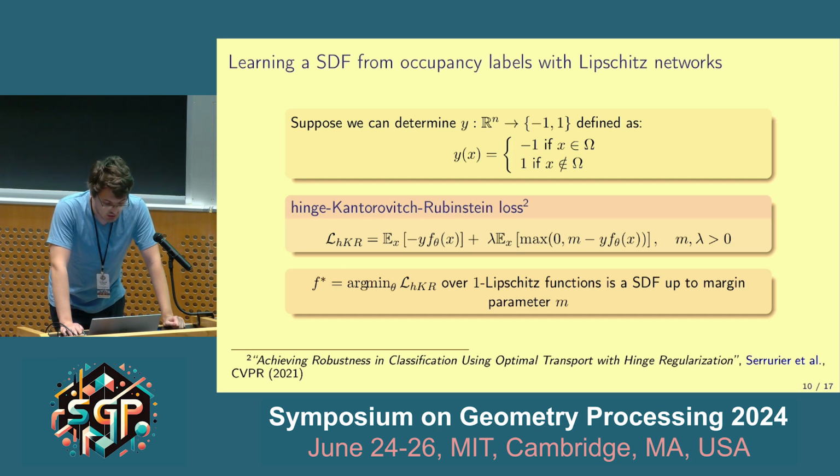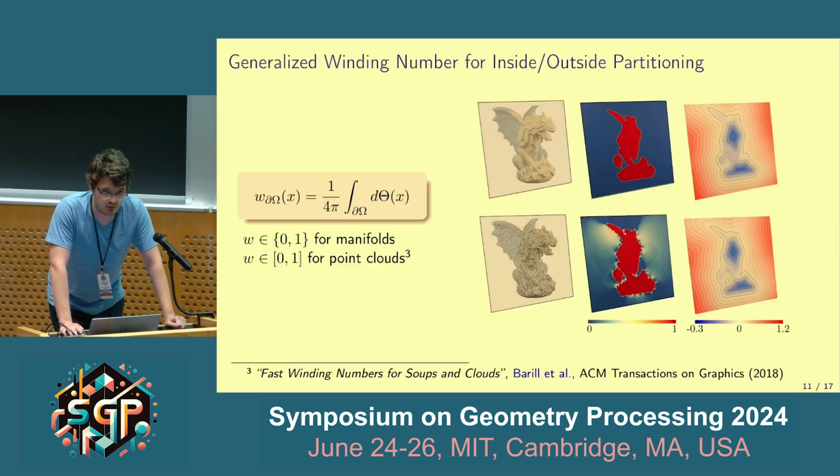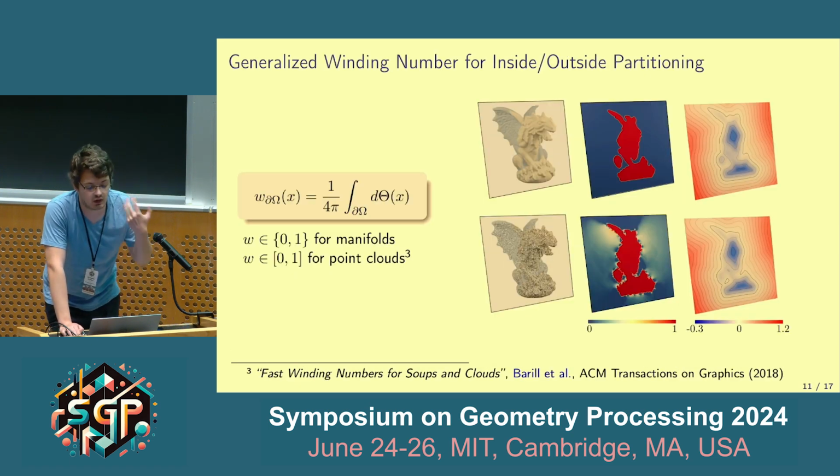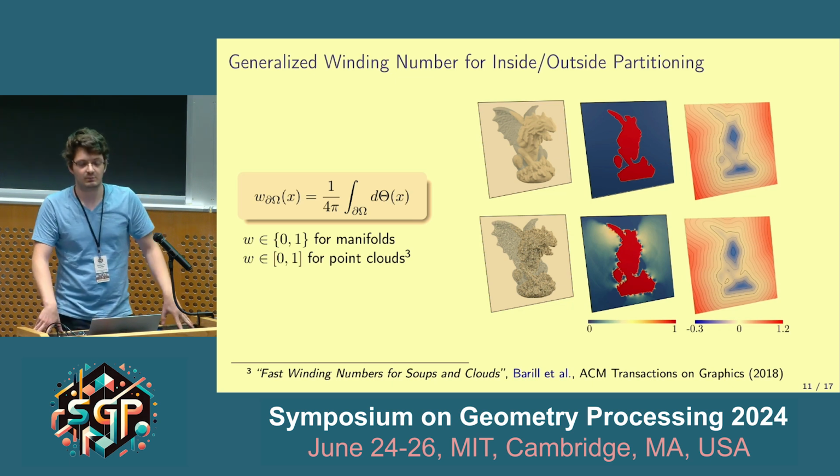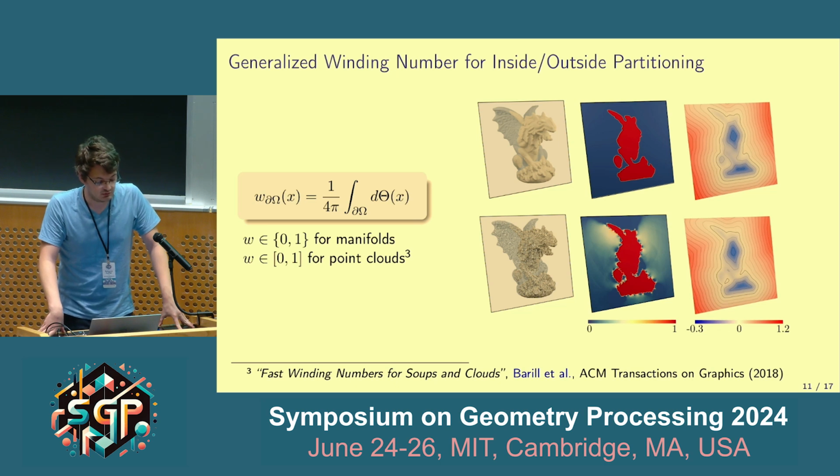So all there is to do now is to compute the function y. That is to say, define whether a given point is inside or outside the shape, a problem that has been well studied in deep learning and in geometry processing. And since we already have a lot of available solutions, we decided to use the generalized winding number to determine whether a given point is inside or outside.